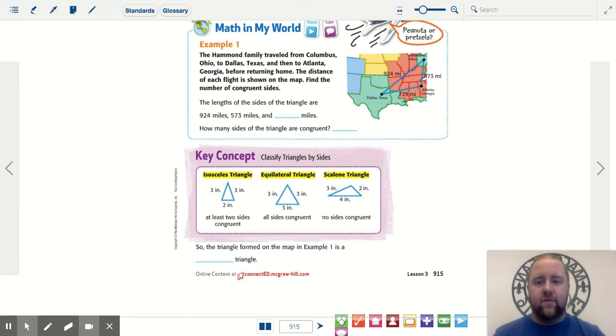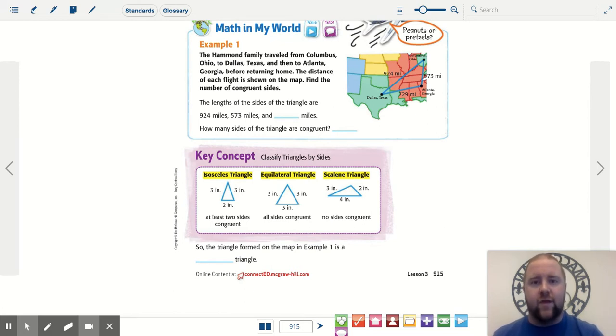Isosceles means, if you look at this picture here, there are two sides that are the same. When I was your age, just like I said yesterday, you always have to find different ways to remember these things. So I remembered isosceles, two eyes. We have two eyes, so isosceles has two sides that are the same, or congruent, as we would say.